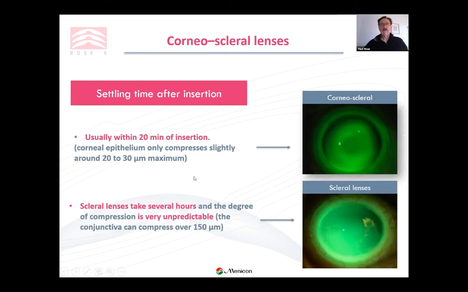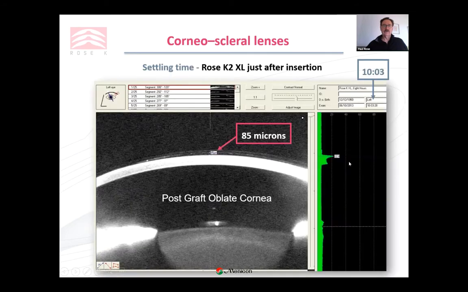What about a corneal scleral lens like XL? Because you've got the bearing zone on the cornea and not the sclera, usually it settles to its final position within about 20 minutes of first insertion. And it usually doesn't change by more than 20 or 30 microns. Scleral lenses, as those studies show, take several hours, and the degree of compression is very unpredictable because the conjunctiva can compress over 150 microns. So very difficult to actually work out where the lens is going to settle to.